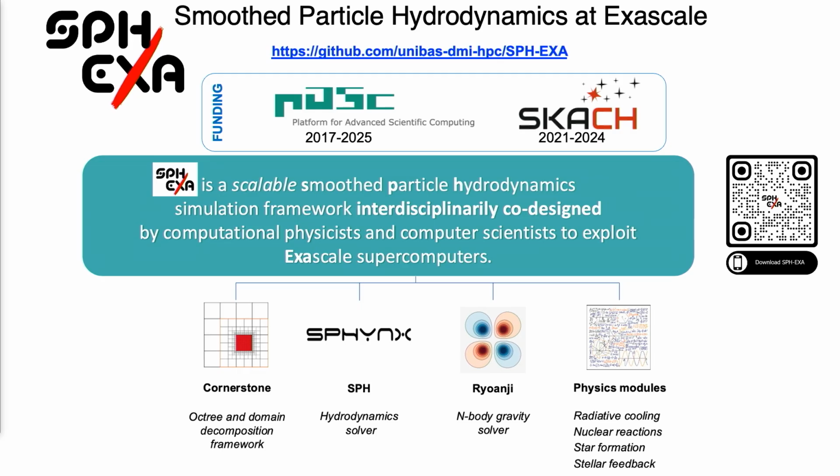So observation is one thing. The other part is the simulation. Because if you want to understand your data, you need to simulate to understand the physical processes that are behind. And that's the work that is done at the University of Zurich and University of Basel, where astronomers and computer scientists merge together and work on this SPH-EXA code.